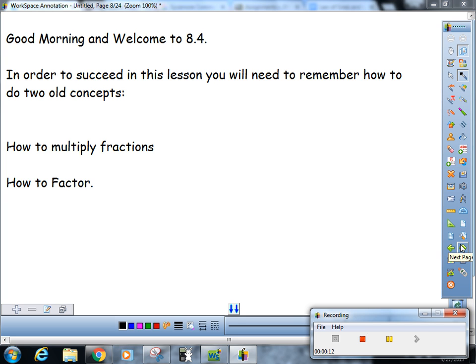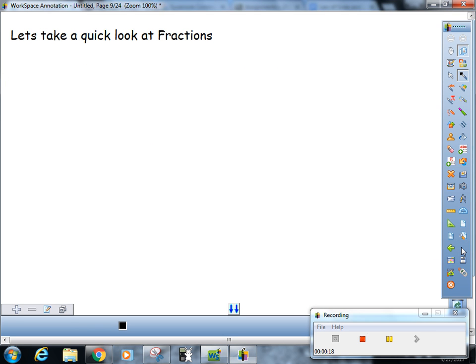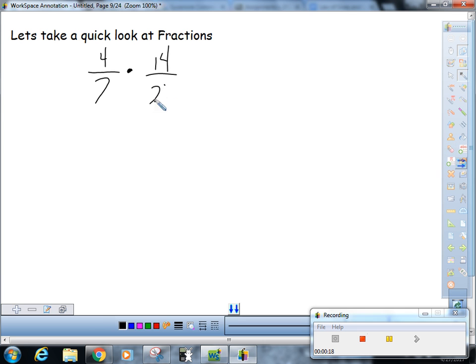We need to remember how to multiply fractions and how to factor, okay? So, let's take a look at how we would multiply fractions. Let's say we had 4/7 times 14/20. Let's just say that's what we had, okay?